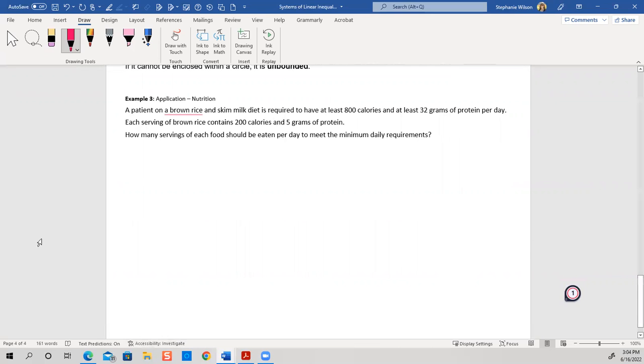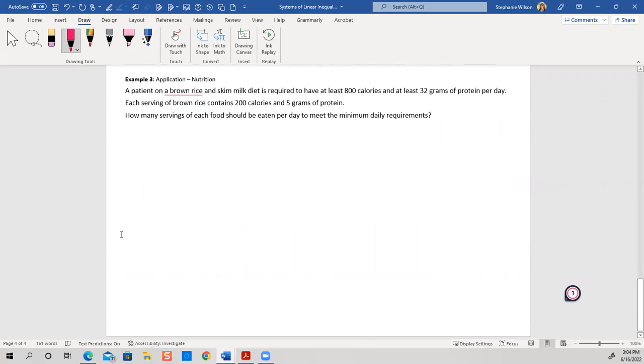A patient on a brown rice and skim milk diet is required to have at least 800 calories and at least 32 grams of protein per day. Each serving of brown rice contains 200 calories and 5 grams of protein. How many servings of each food should be eaten per day to maintain a minimum daily requirement?